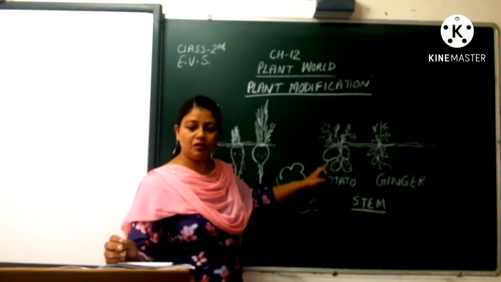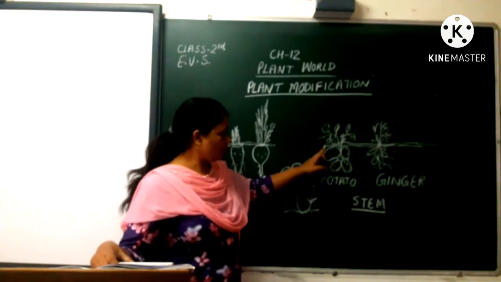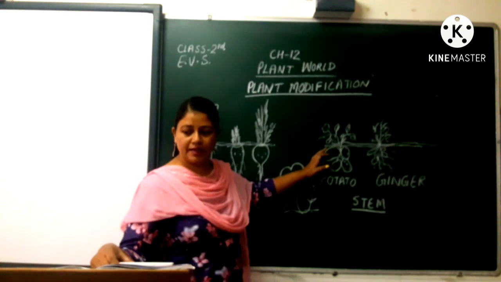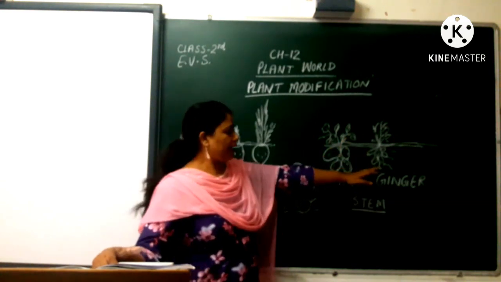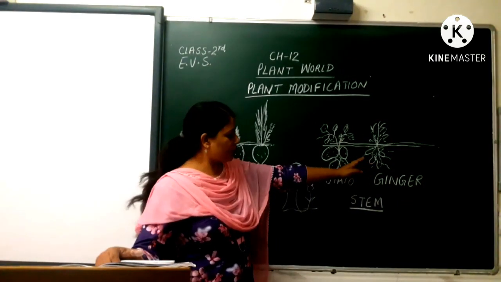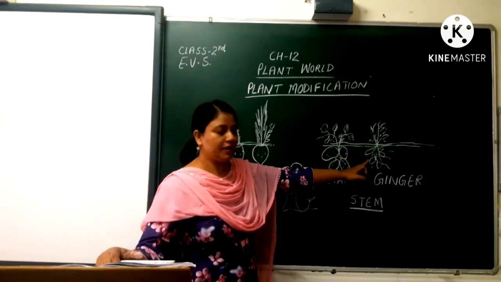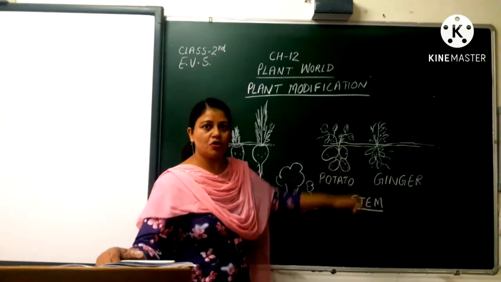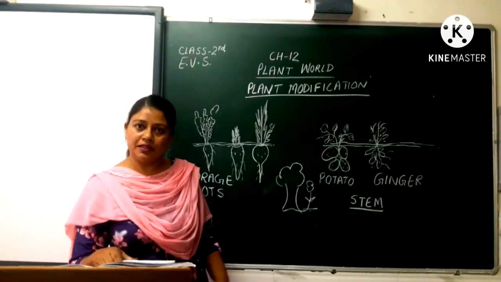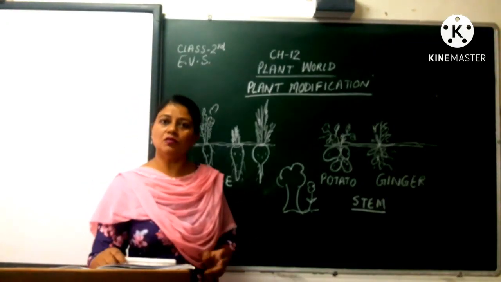For example, potato is an underground stem, and ginger is also a stem. It grows underground. So these are the plant modifications.